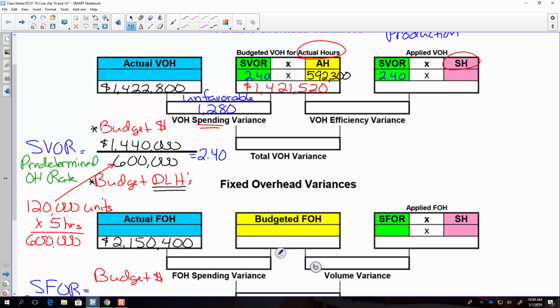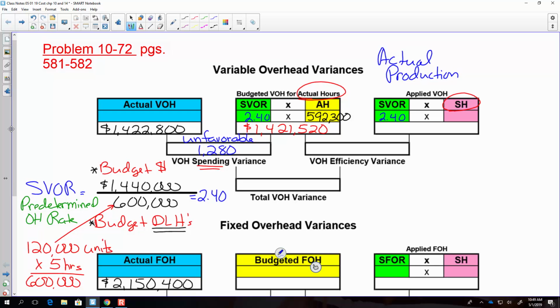All right. So then, Liz, come on, you can do this. What is the allowed hours here? What's my SH? I don't know. Are you punting? Yeah, I went to someone else. Okay. That was fine. Kershaw, how do I get SH? Actual units times standard hour.